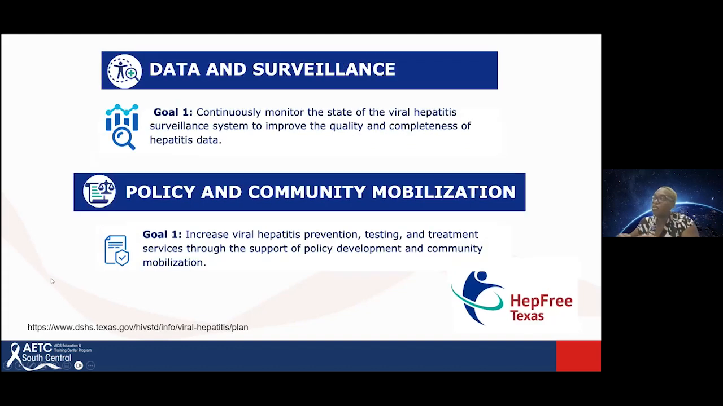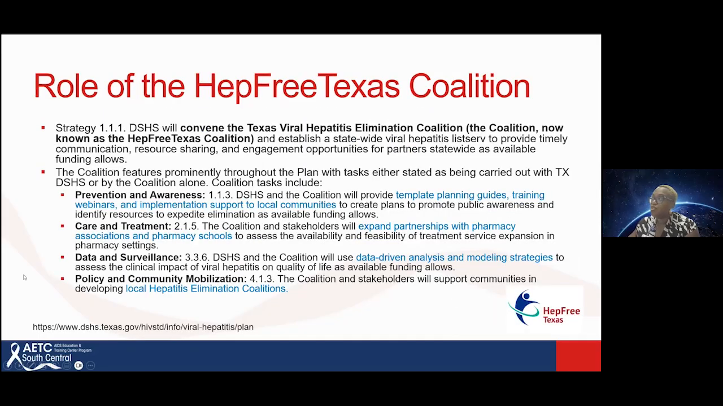And then for data and surveillance, goal 1, continuously monitor the state of the viral hepatitis surveillance system to improve the quality and completeness of hepatitis data. And then policy and community mobilization. Goal 1 is to increase viral hepatitis prevention, testing, and treatment services through the support of policy development and community mobilization. So the role of the coalition, essentially, is pushing for these goals and these tasks to be completed. This has established a statewide listserv to provide timely communication, resource sharing, and engagement opportunities for partners statewide. And so I wanted to list some of the tasks for each of the prevention, care, data, and policy sections, or the focuses in the plan.